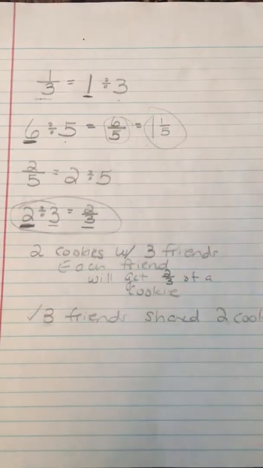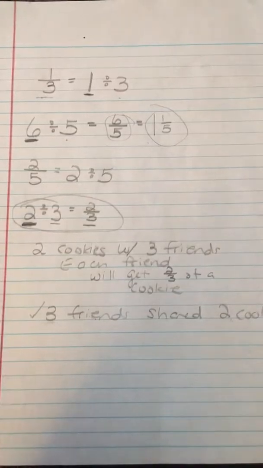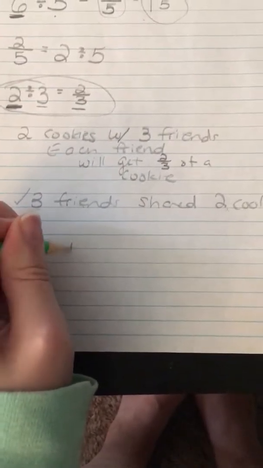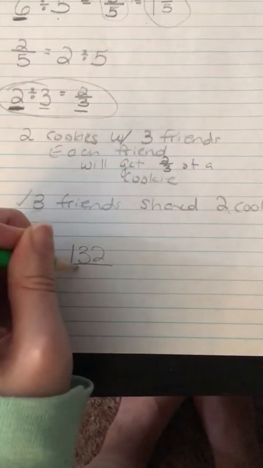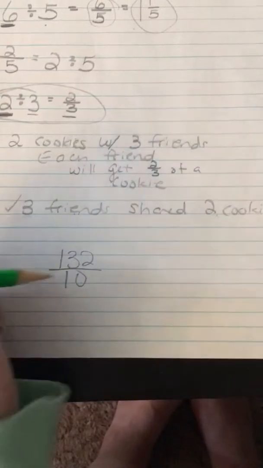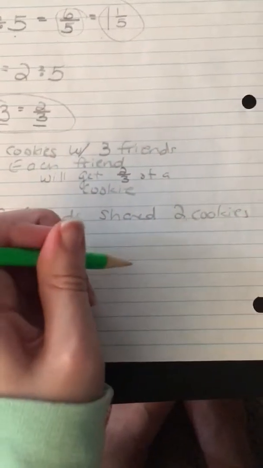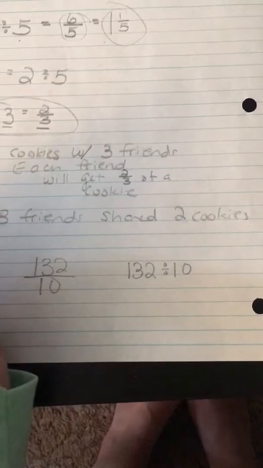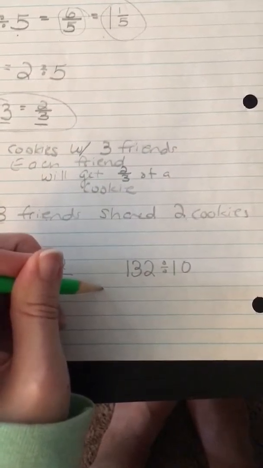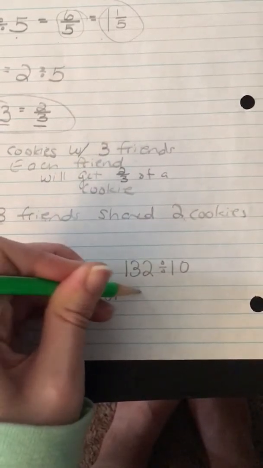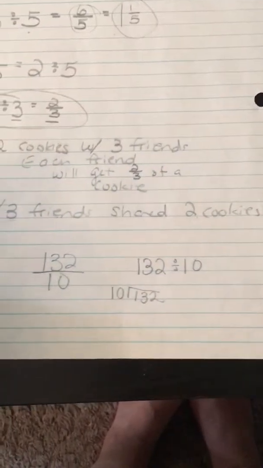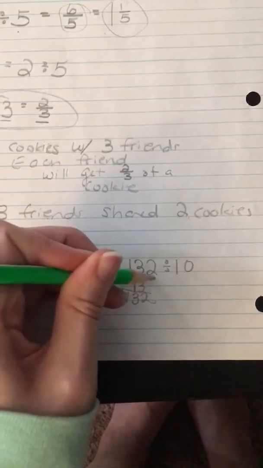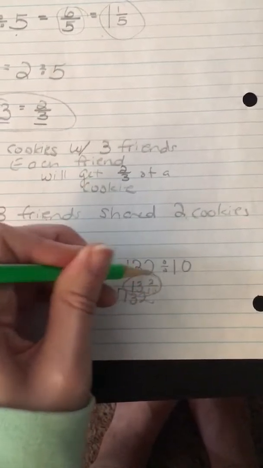So remember, fractions are division. So if you are doing a problem and you get 132 over 10, this is the exact same thing as 132 divided by 10. And we can solve that, just like we did with reducing. Okay, so you know that that's going to be 13 2/10 if you solve that.